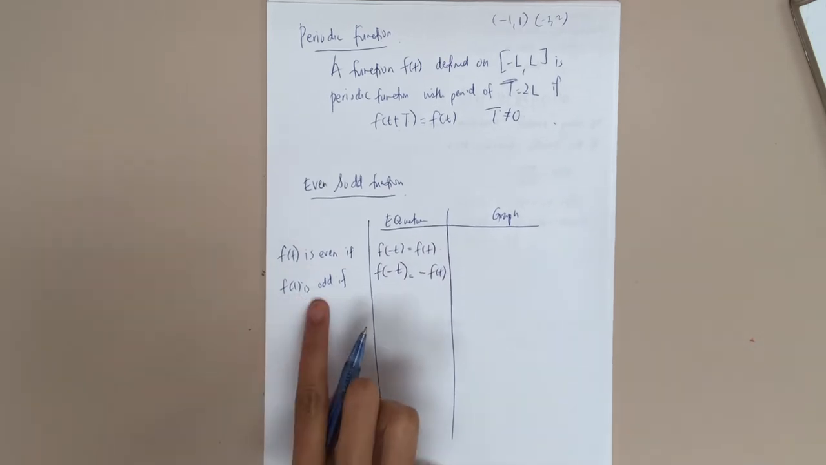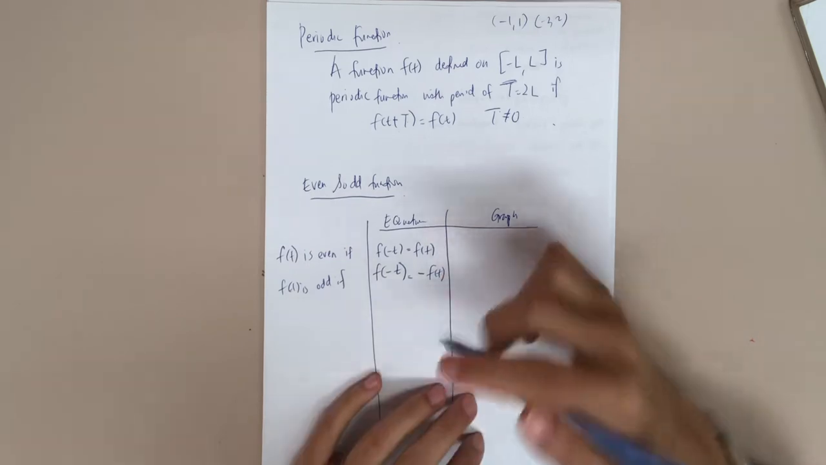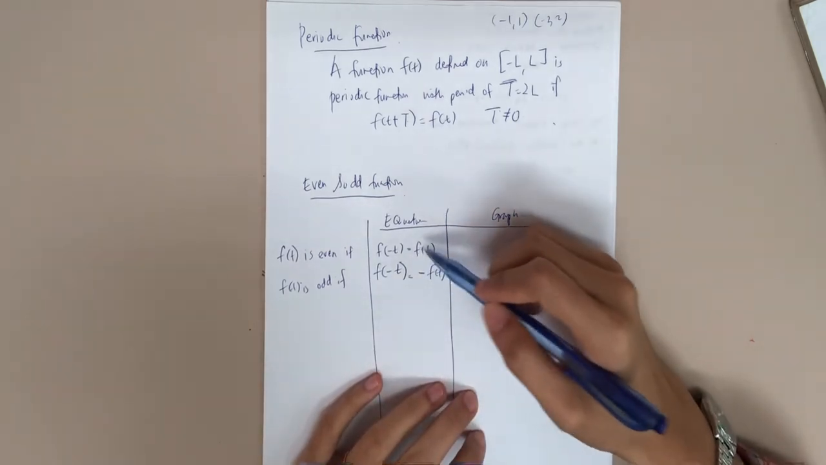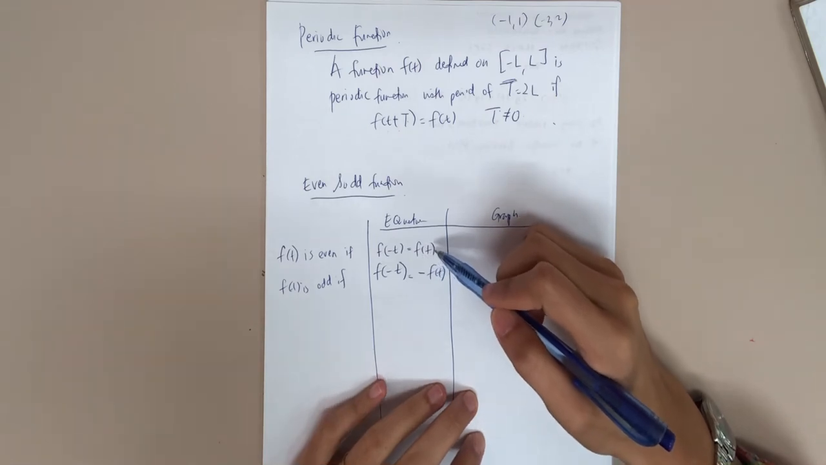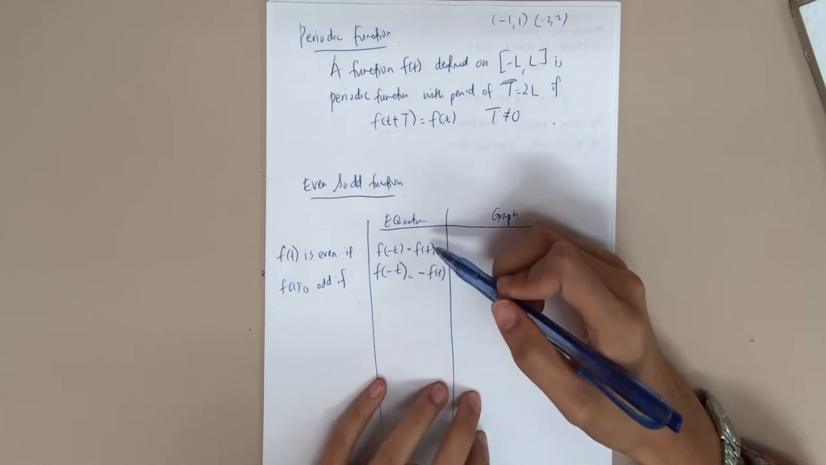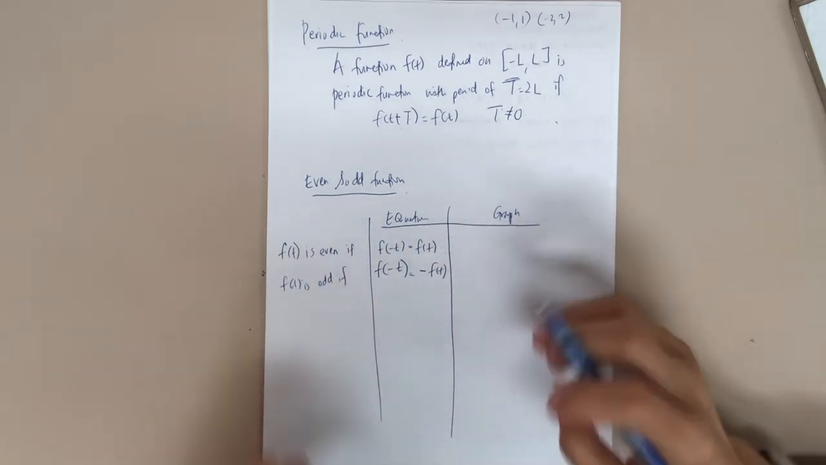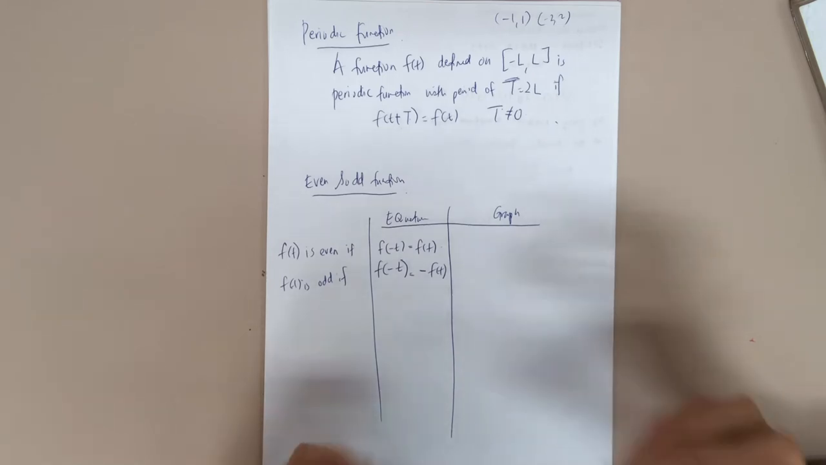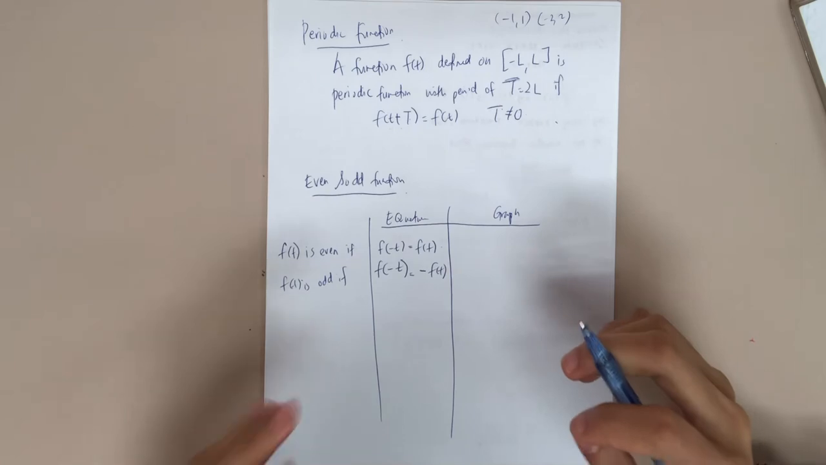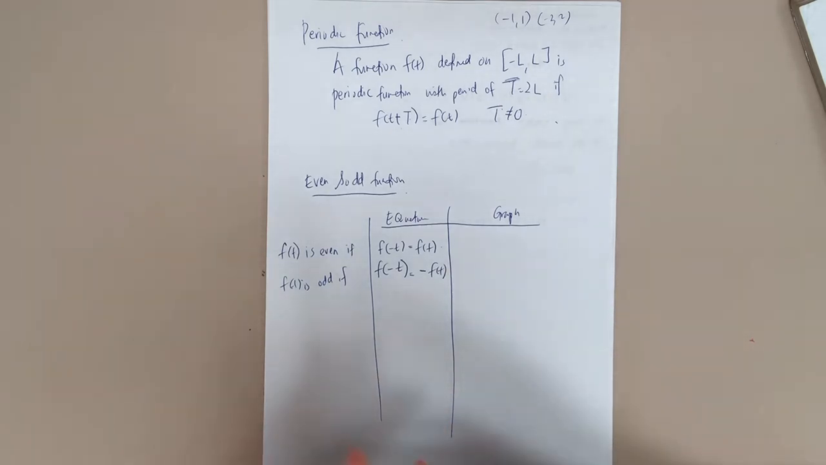Now, f(t) is odd if f(-t) is equal to -f(t). So you can see the difference between odd and even. If even, your answer will be positive, and if odd, your answer will be negative. So that is the equation. I just wrote down first the criteria to determine whether the equation is odd or even. Later on, I will show you how to solve it, how to determine it.